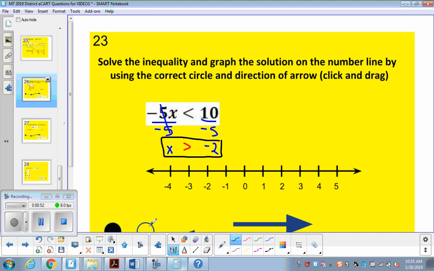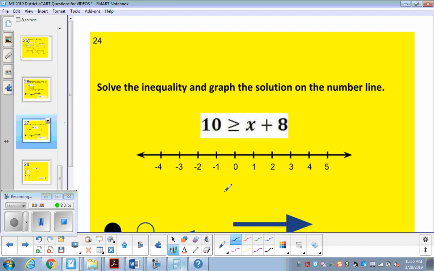So you're going to pick here. We have the open circle that you're going to click and drag onto -2, and then for greater than, it's going to be shaded in this direction. All right, so that shows x is greater than -2. We flip the symbol because of the -5.